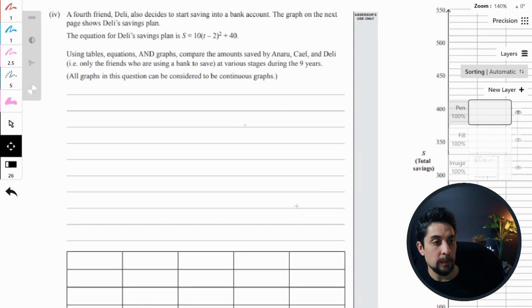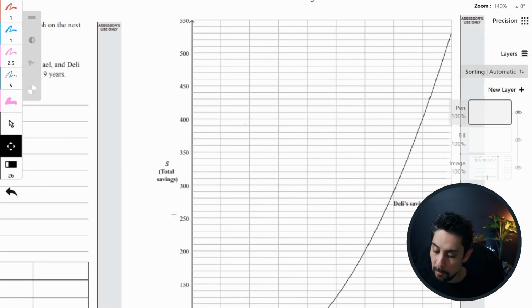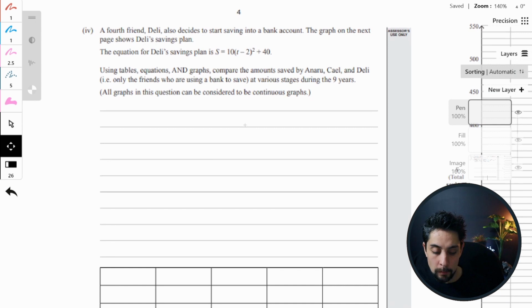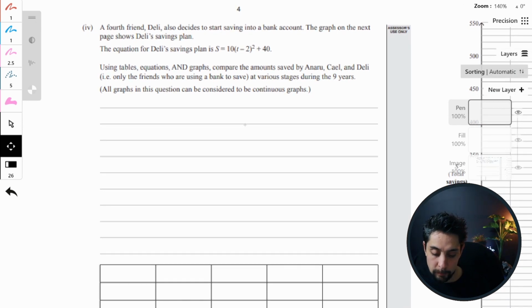A fourth friend, Deli, also decides to start saving into a bank account. The graph on the next page shows Deli's savings plan. That's over here. The equation for Deli's saving plan is 10(t minus 2)^2 plus $40. Using tables, equations, and graphs, compare the amount saved by all of the friends who are using banks to save. So we're not going to use Barman at various stages during the 9 years.